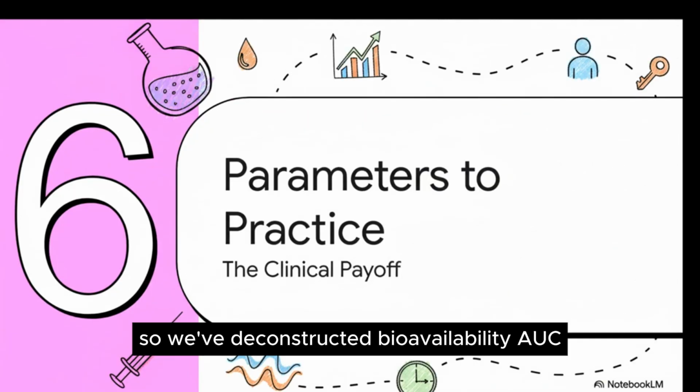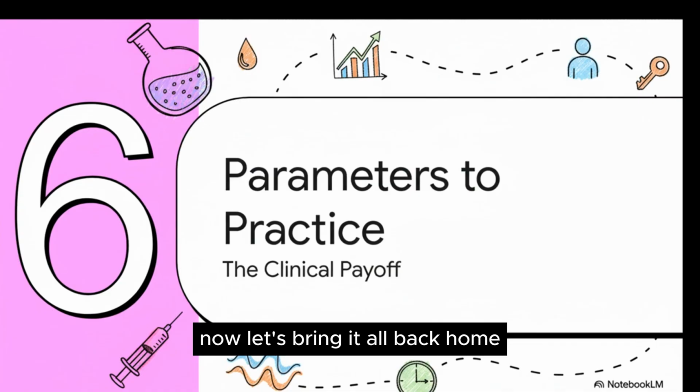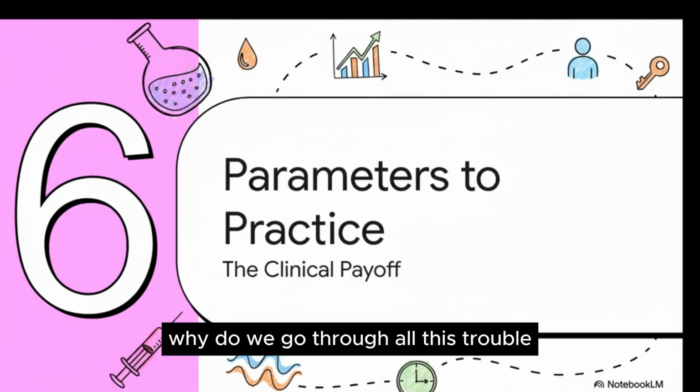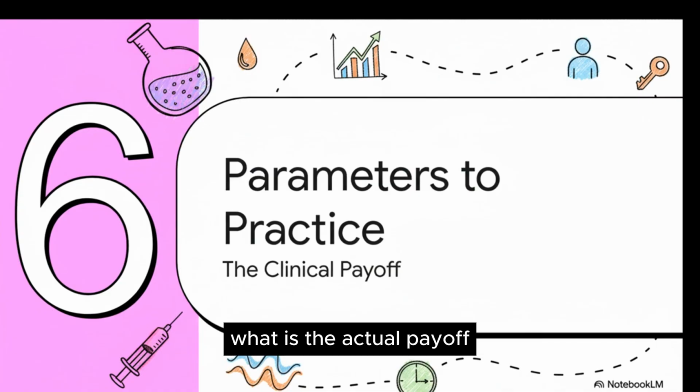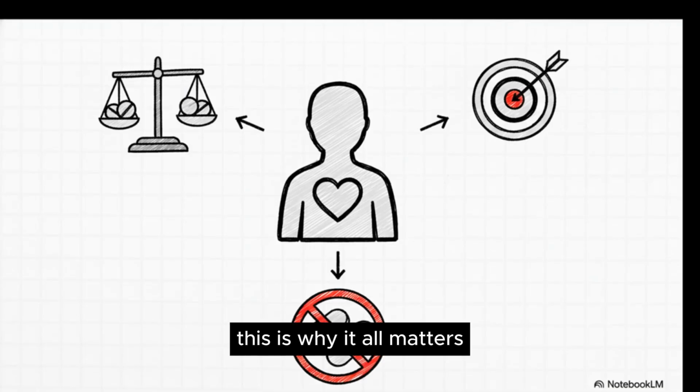So we've deconstructed bioavailability, AUC, the different calculation methods, and the models. Now let's bring it all back home. Why do we go through all this trouble? What is the actual payoff in our day-to-day clinical practice? This is why it all matters.